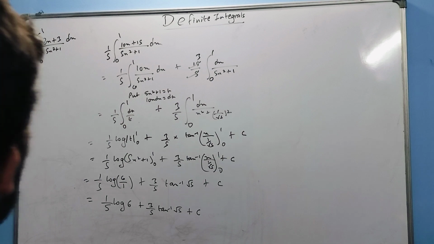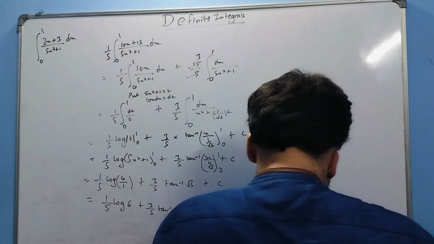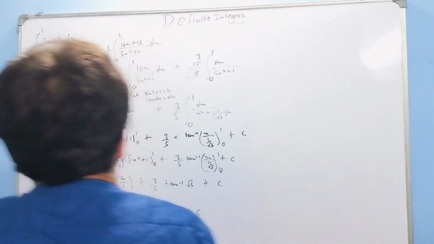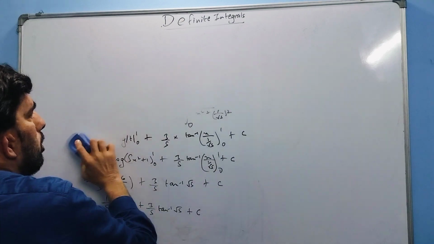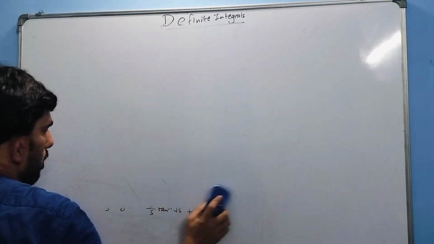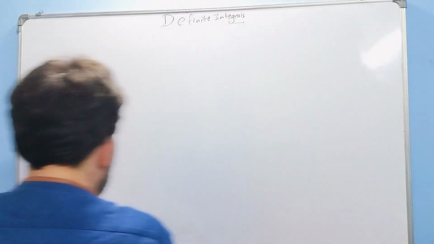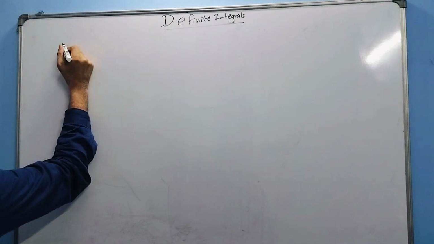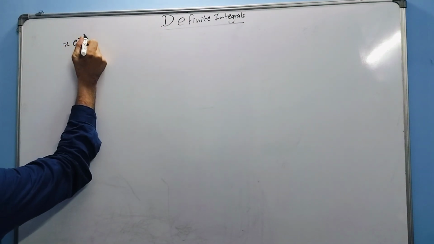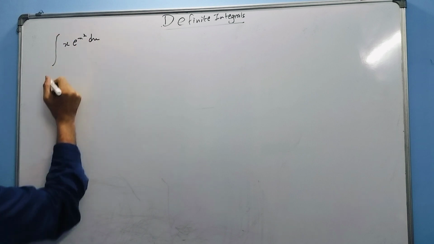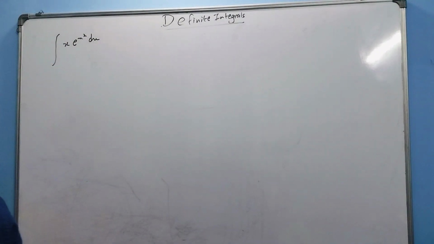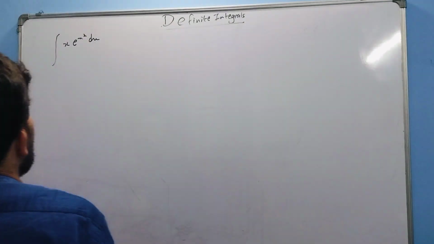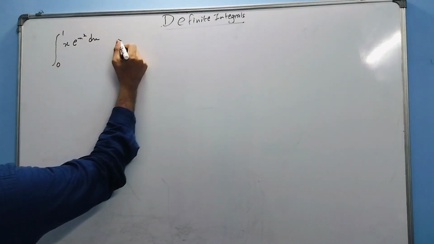Now we'll solve the next numerical on definite integrals. A simple one they have given: x e raised to the power x² dx. This is a question on definite integral, where the limits are 1 and 0. So now how can I do it?